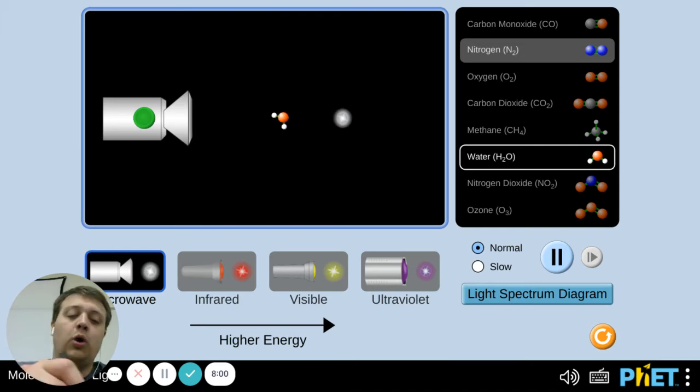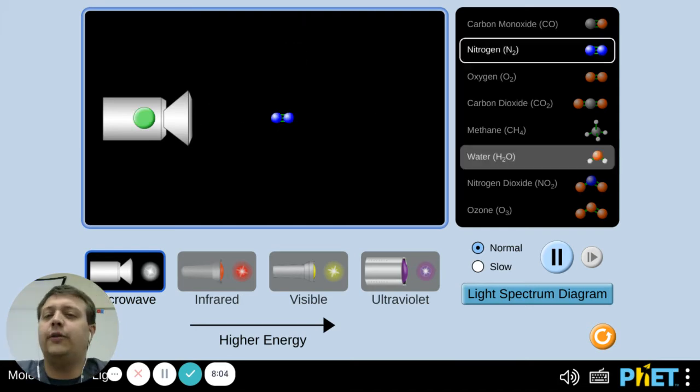All right, now we're going to do one more. So I'm going to turn this off. I'm going to change over to nitrogen. Now, again, we've got microwaves here. So what would we expect? Well, we would expect it to rotate probably, right? So let's turn the light back on and let's see what happens. What do we notice happening? It's passing straight through. So why do we think that is?